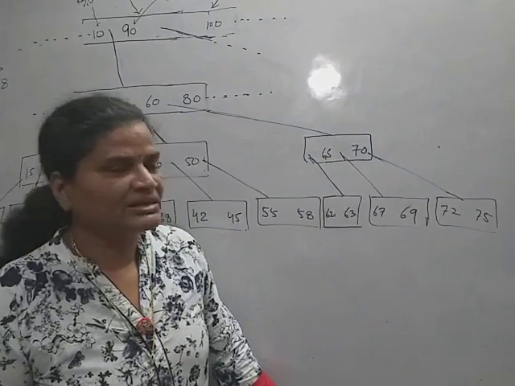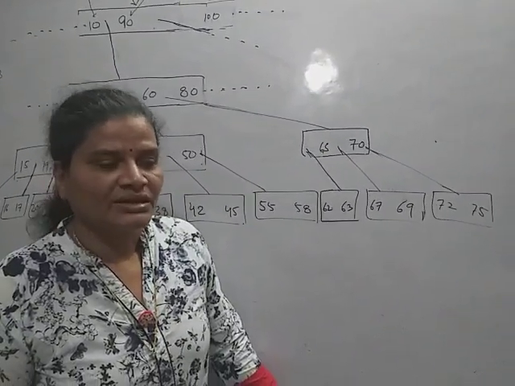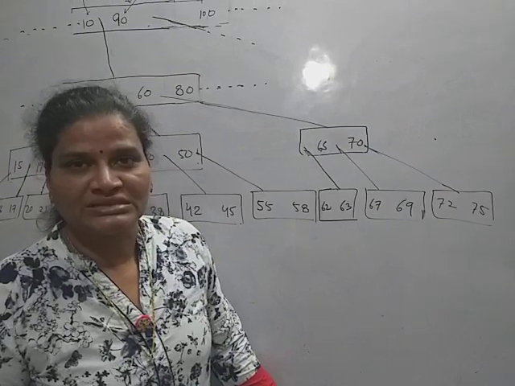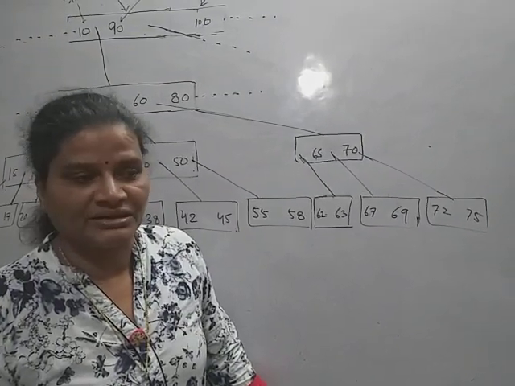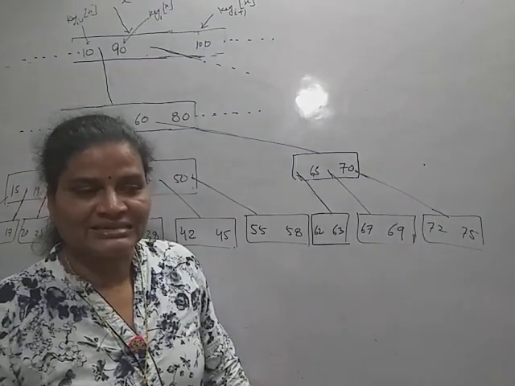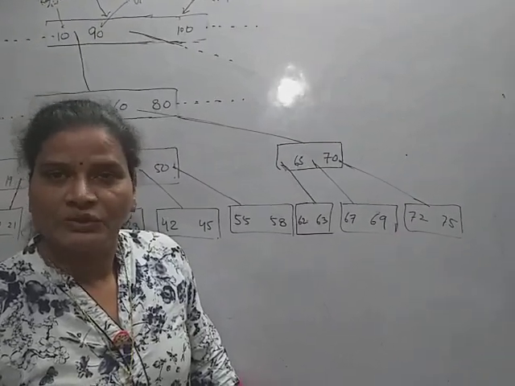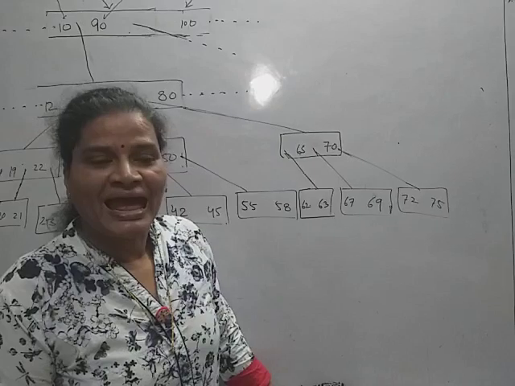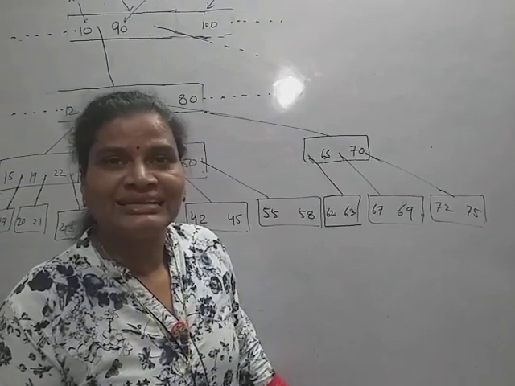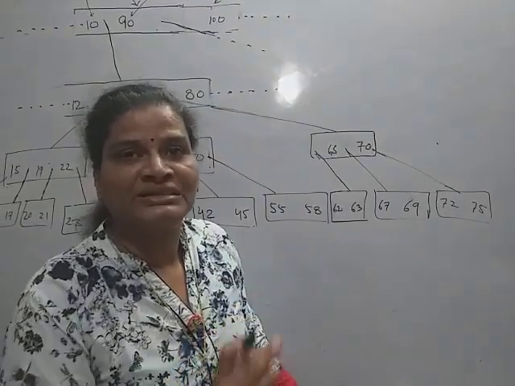Today I will explain the deletion in B tree. Deletion is analogous to insertion, but it is more difficult. As in insertion, whenever the node is full, then we split the node into two nodes, and the middle key or the tth key will move up to its parent.